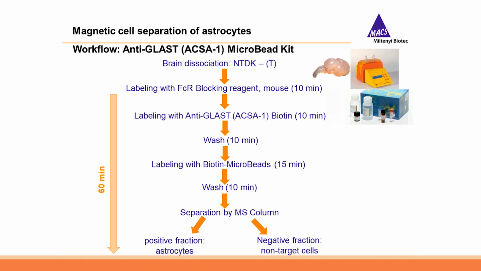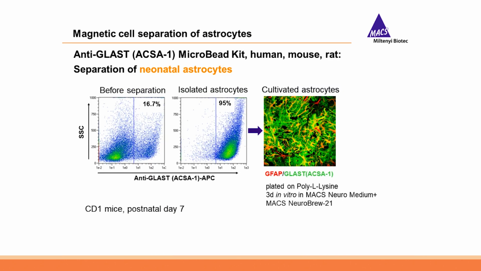Here you see an example for such a separation. Before the separation, we detected a percentage of around 17% of GLAST-positive astrocytes, which were enriched to a high percentage of 95% after the separation. And then these isolated astrocytes can also be cultivated, which is shown here after 3 days in vitro. A staining with the GFAP and GLAST antibody was performed, and you see that you have here a nice dense layer of pure astrocytes.